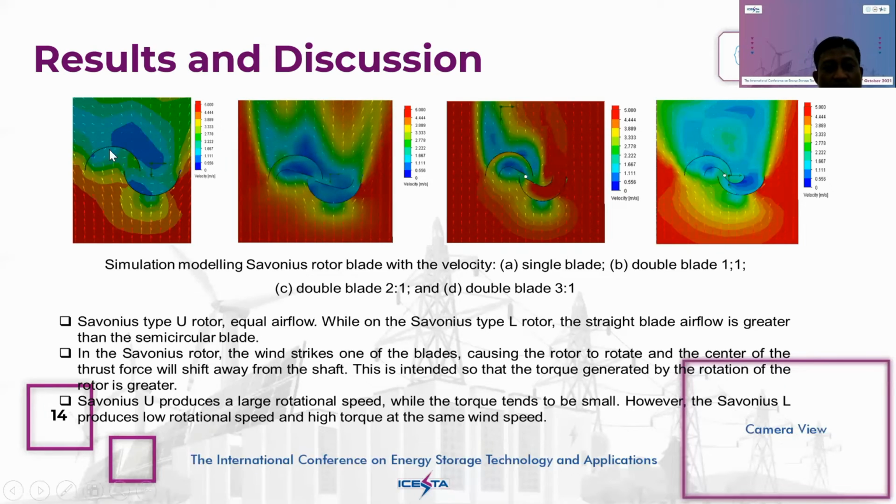This is some color: there are red, blue, green, yellow. This is the state of the velocity along the blade of the Savonius rotor.